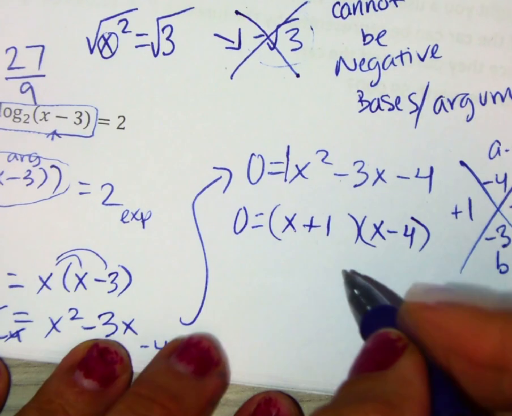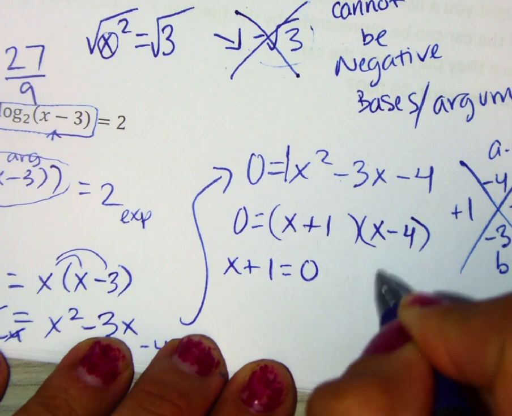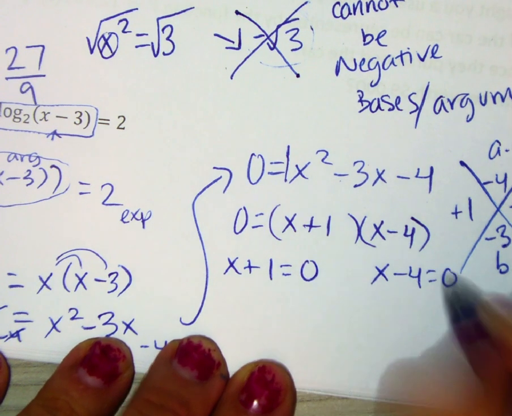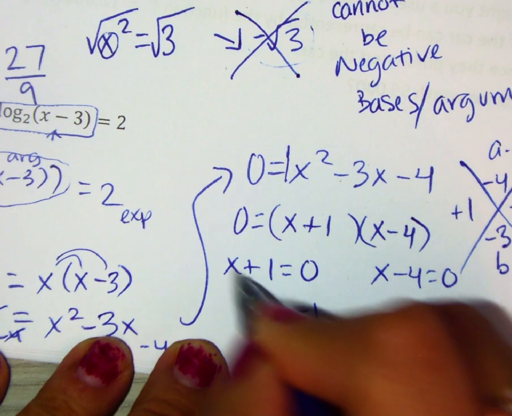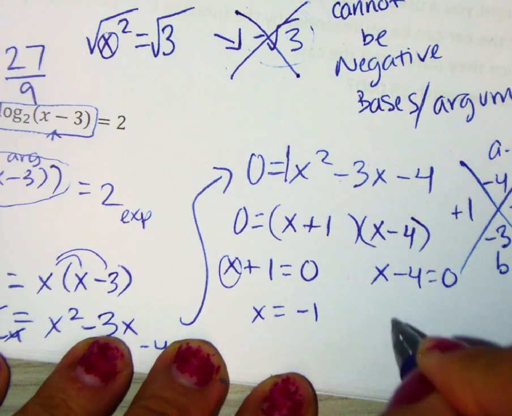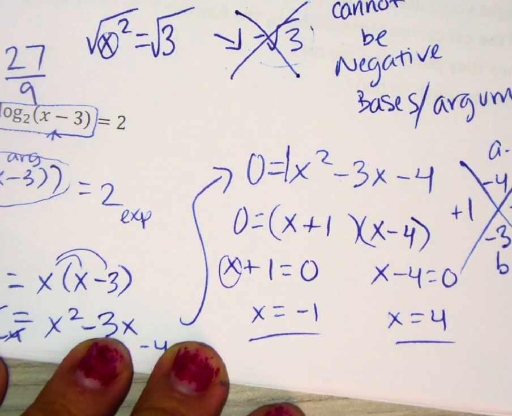When we solve for these, we need to write them separately, or just understand that we're solving 2 different values here. When is this going to equal 0? When x is negative 1. And when is this going to equal 0? When x is positive 4. So these are the answers to calculate.